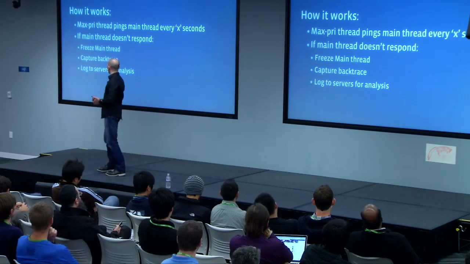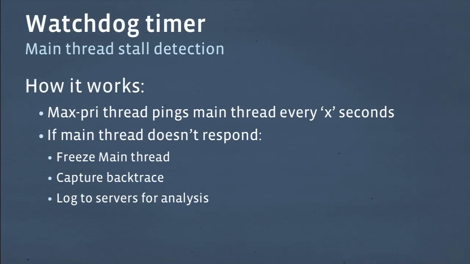So how it works, we have the max priority thread. Every X seconds, and X is tunable, it captures the main thread, freezes the main thread, captures a backtrace, and then it sends it to us for analysis.